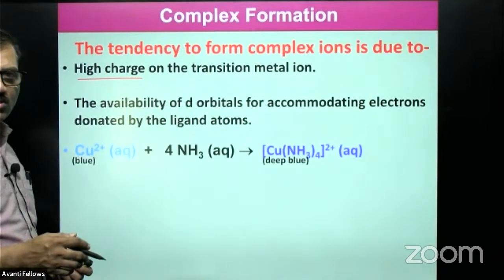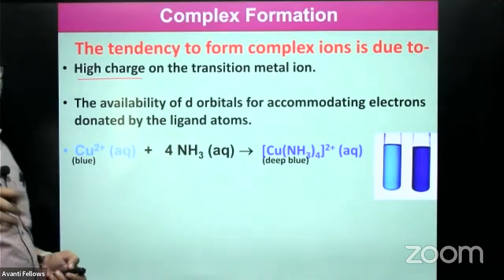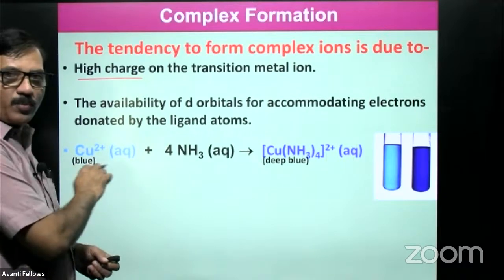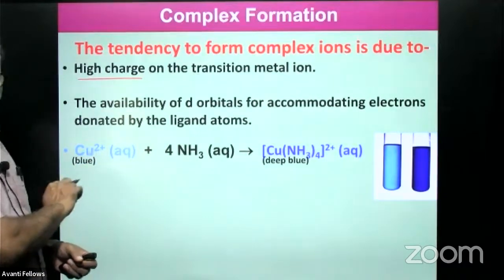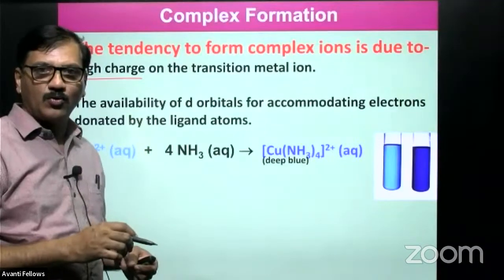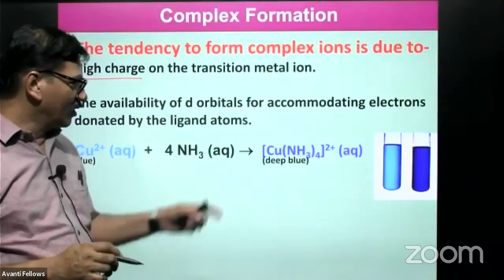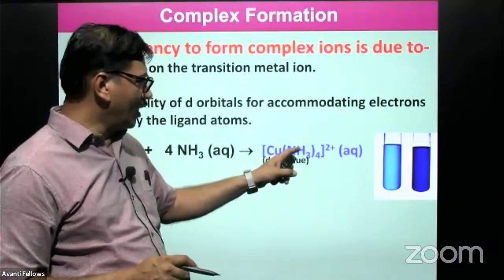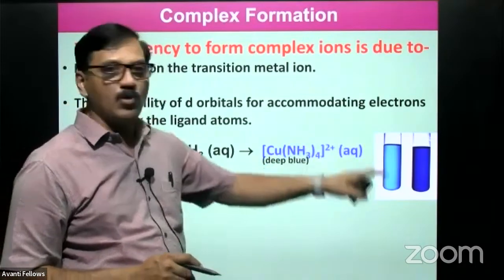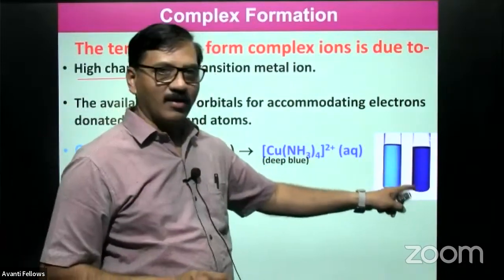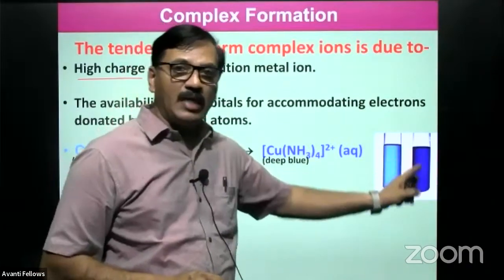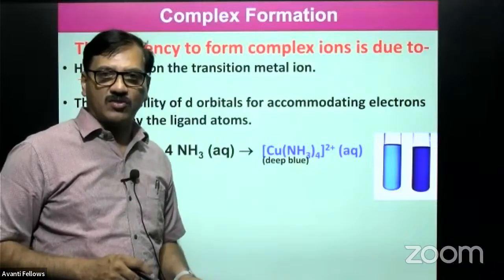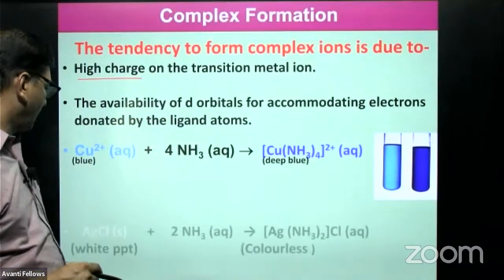Now, which are the well-known complexes? Of course, you are doing it in salt analysis also. Suppose copper is given, copper 2+ ion, which is blue in color. We add NH3 to confirm it is copper ion, so that it forms a complex with ammonia. Ammonia acts as a ligand, and the blue colored copper ion becomes deep blue. This deep blue color is because of the formation of a complex.